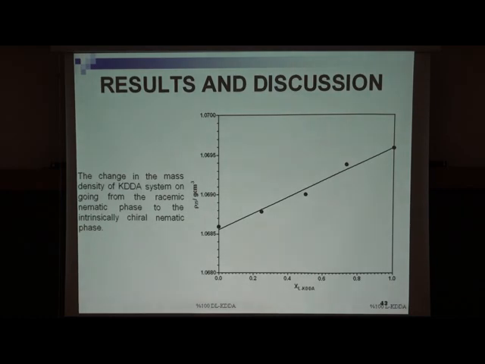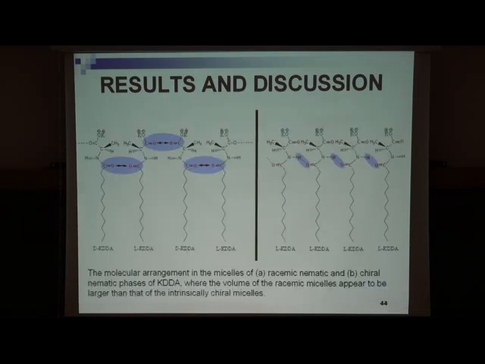Okay, as I said before, the mass density measurement is very interesting. We published the results in Physical Chemistry Chemical Physics. By keeping all phase components constant, we replaced the DL enantiomer with the L enantiomer step by step, and the density of the phase increased. It's very interesting, and we can explain these results by a possible molecular arrangement in the micelle.